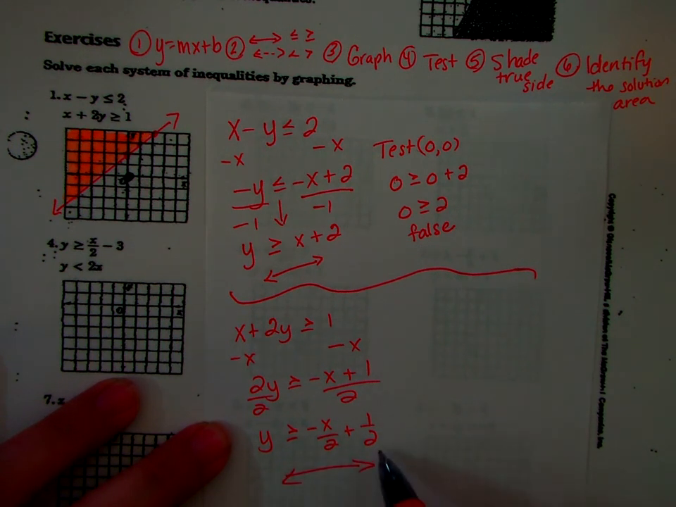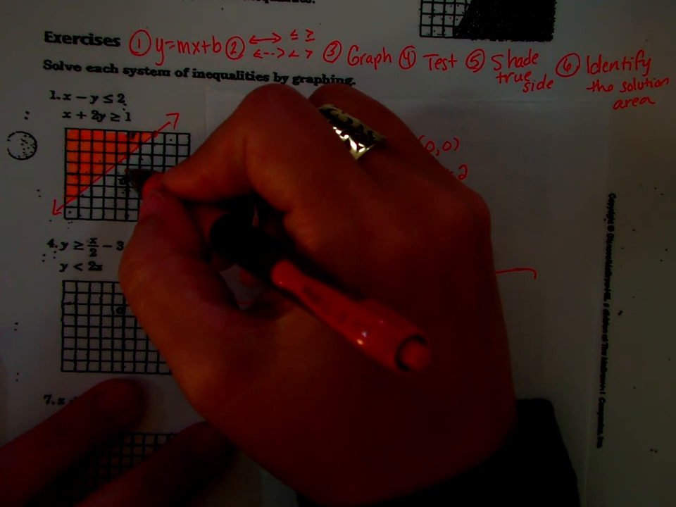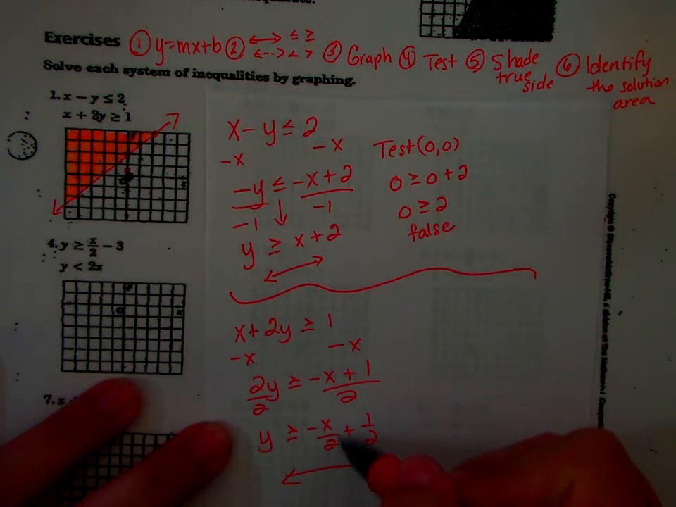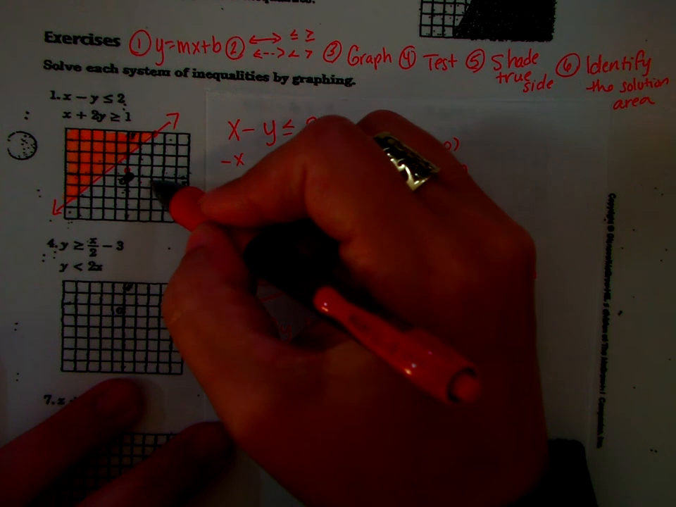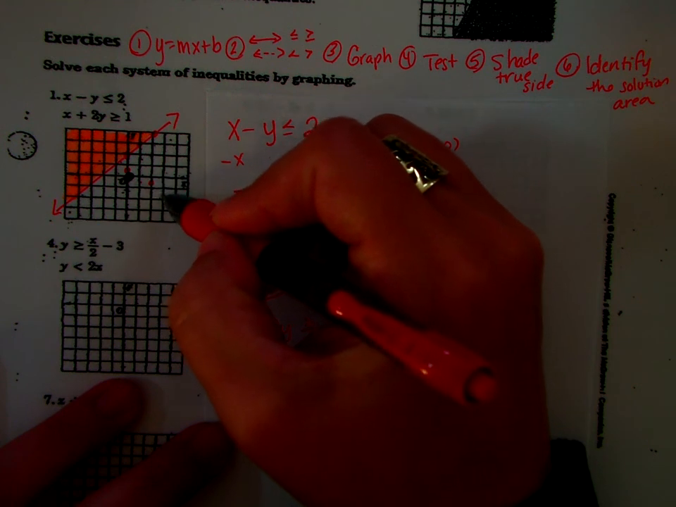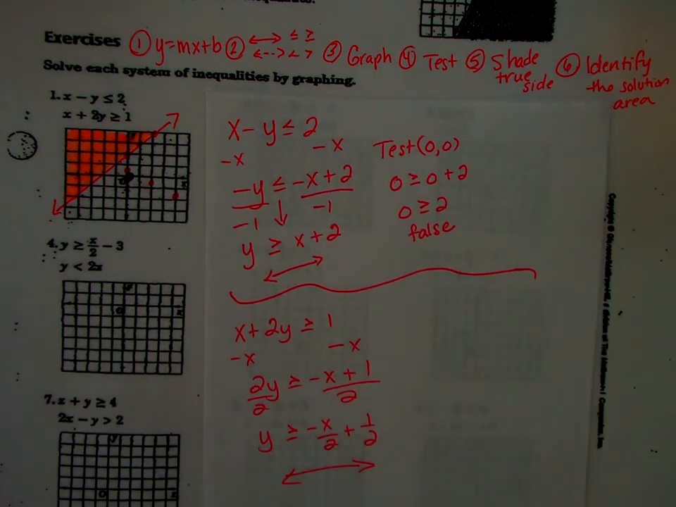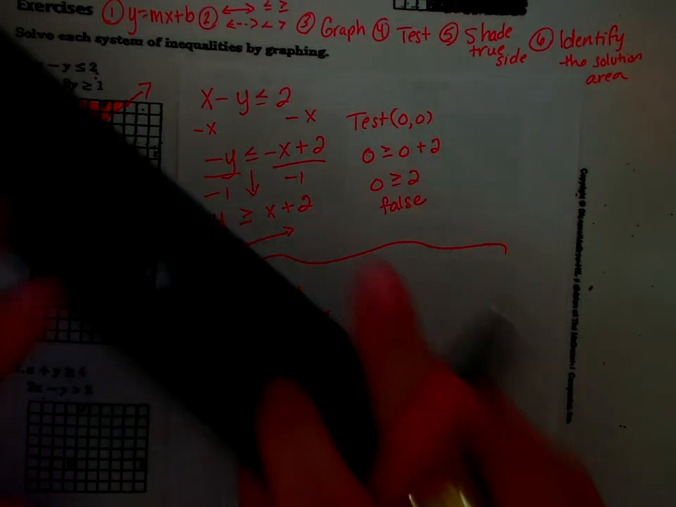So between 0 and 1, I'm going to put my point at 1/2. My slope is negative 1 over 2. So it's down 1 to the right 2. Down 1 to the right 2. And again, we're still in the middle of the lines. It's going to be a solid line. So let's get this line drawn.